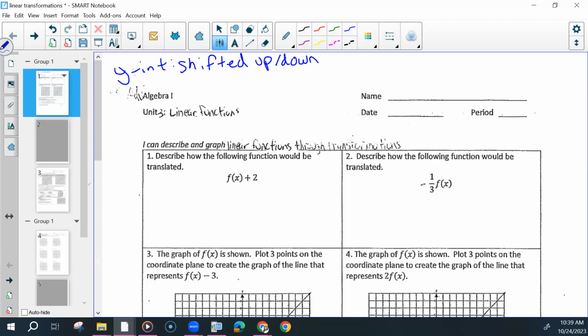So when you talk about or see the word shifted, it's only applying to the y-intercept. It's only moving, basically, is what shifted means, up or down. And function-wise, you see it either being added or subtracted.